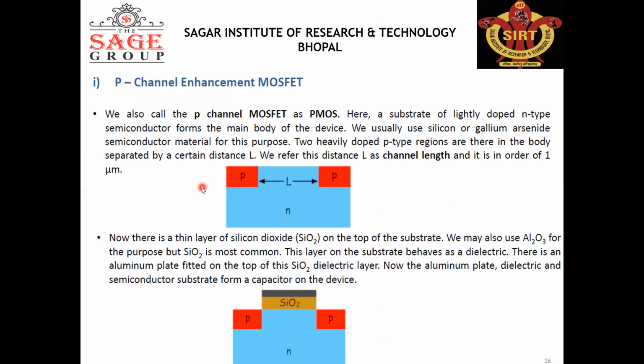By construction, to construct the enhancement MOSFET, we take an N-type substrate, shown here in sky blue. In the N-type substrate, two heavily doped P-type regions are diffused into the body, separated by a certain distance L.